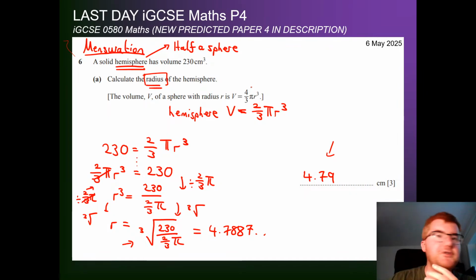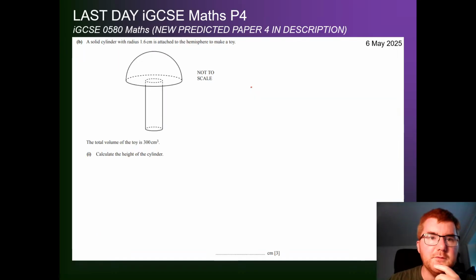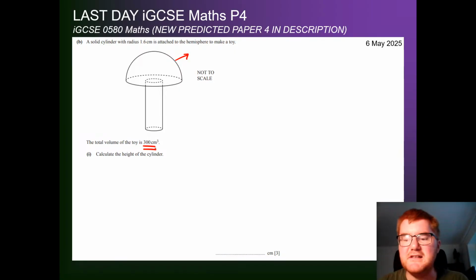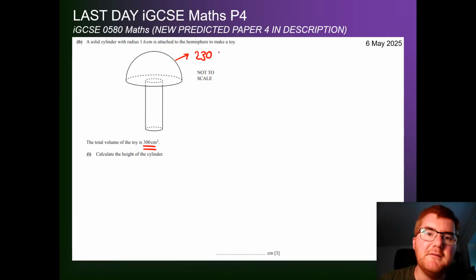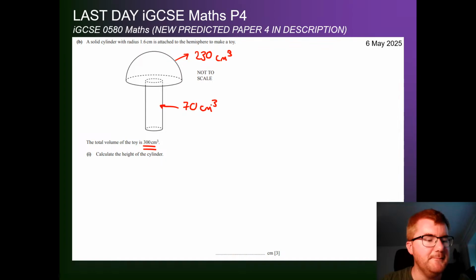Okay, let's move on. Again, you can watch the recording of this afterwards. So now we have a solid cylinder with radius 1.6 centimeters attached to the hemisphere to make a toy. The total volume of the toy is 300 cubic centimeters. This hemisphere has 230 cubic centimeters. Therefore, this cylinder must be 70 cubic centimeters. From that information, we need to find the height of the cylinder.